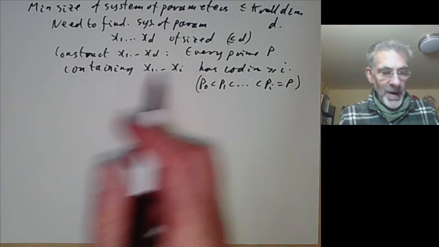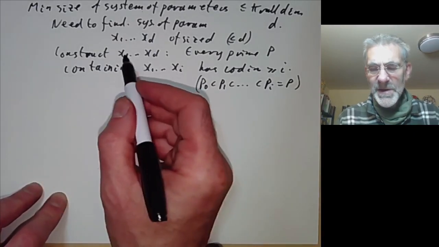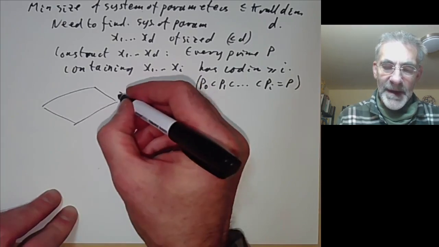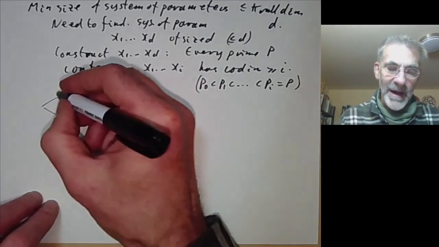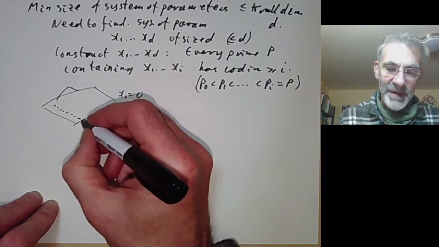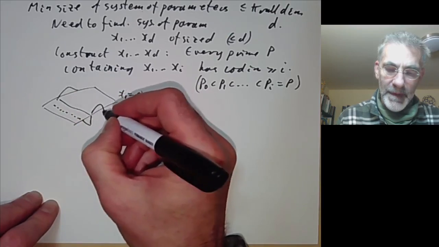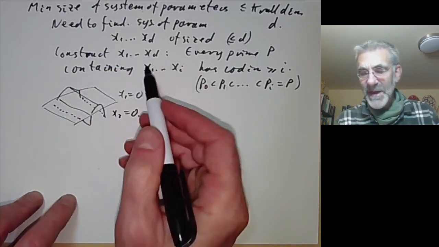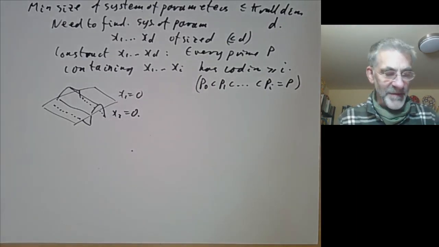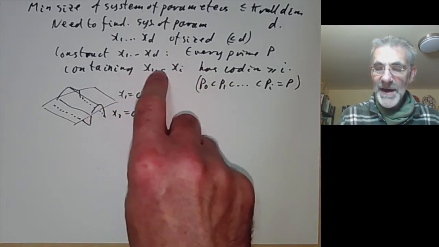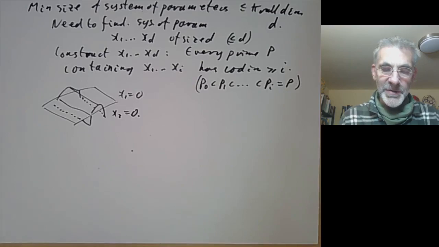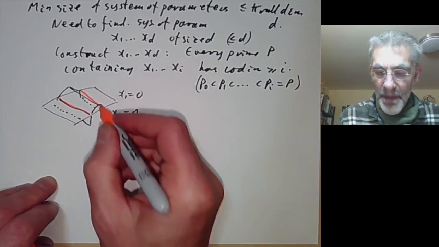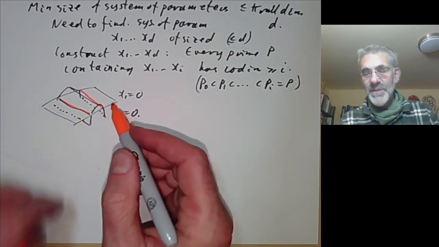Well, it's easier to think about what this condition means if you try and think about it geometrically. So we think of the xi's as being functions on some space or variety, and then x1 equals 0 is going to be some sort of hypersurface, and then we might have another hypersurface, x2 equals 0. So if I'm taking i equals 2, I've got two hypersurfaces. And what this condition says is that every prime containing x1 and x2 is codimension at least 2. And the primes correspond to irreducible sets contained in the intersection of these two hypersurfaces.